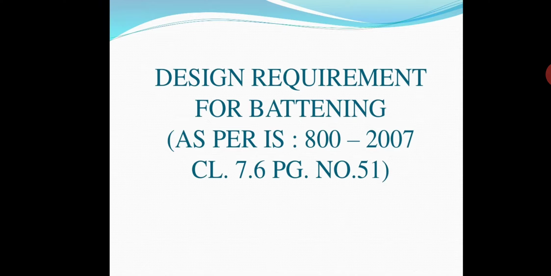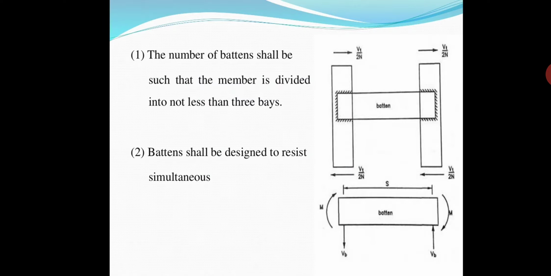The design requirements for battening are given in IS 800 clause number 7.6, page number 51. The number of battens shall be such that the member is divided into not less than 3 bays. It means you should provide a minimum of 2 or 3 battens throughout the length of the column. Battens shall be designed to resist simultaneous action of VB and M. VB is the longitudinal shear and M is the moment.